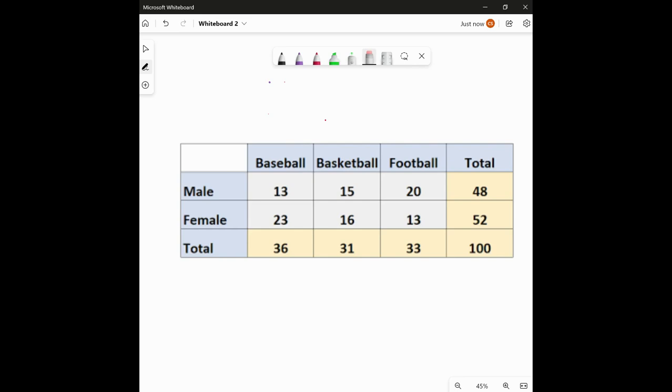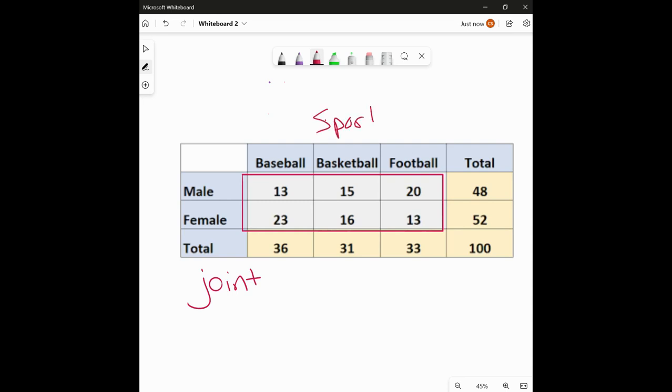All right, so I want to talk about a couple things. The first one is joint frequencies. A joint frequency is anything on the inside of the table that joins the two categories together. So that joins the sport and whether they're male or female. Let's say I have 16, which would be a joint frequency, and it would mean 16 females play basketball, where I join those two together. So 16 females play basketball. That is a joint frequency.